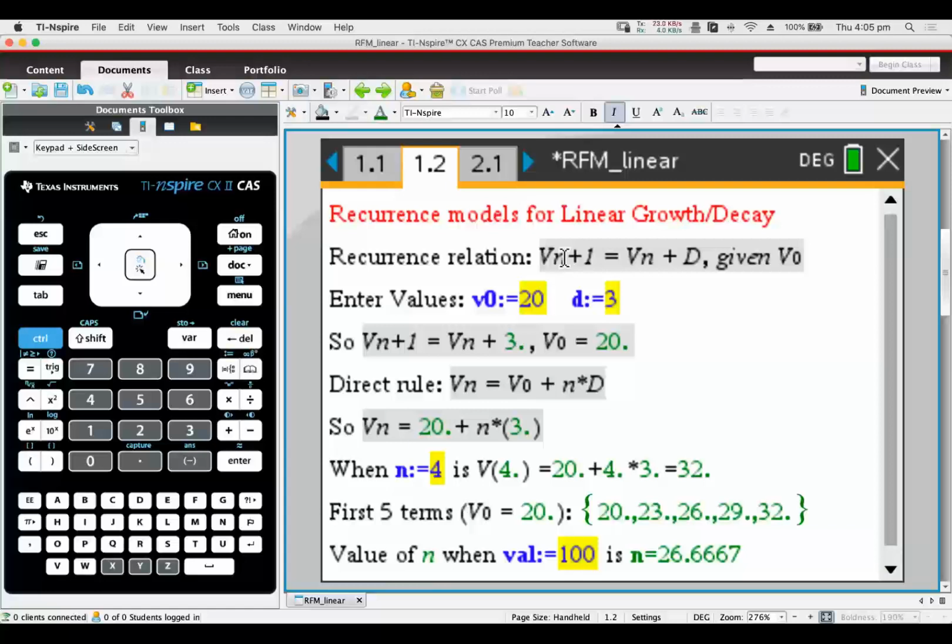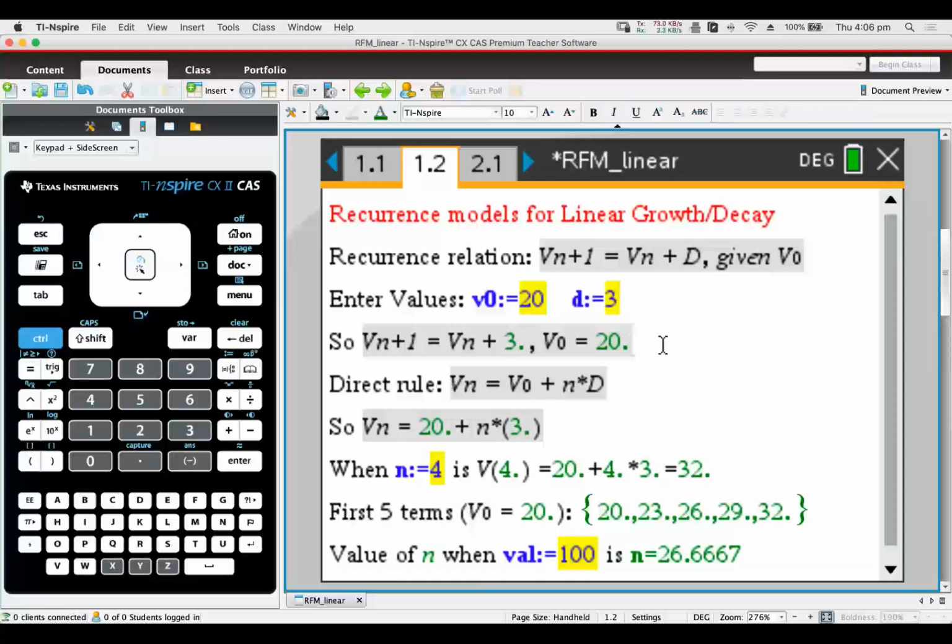So the rule is, in general, v of n plus 1 is v of n plus d, given some v0, where v0 is the starting value. So in our story, or the one that we just simulated, the v0 is 20 and the d value is 3. And so our particular recurrence rule is this one here: v of n plus 1 is v of n plus 3. It describes the recurrence, that the successive terms are calculated by getting the previous term and adding 3, with the special condition that you start at 20.